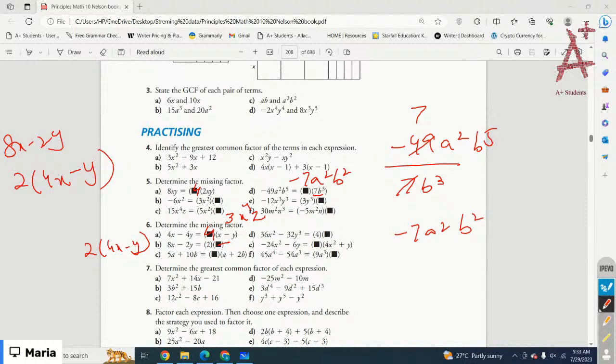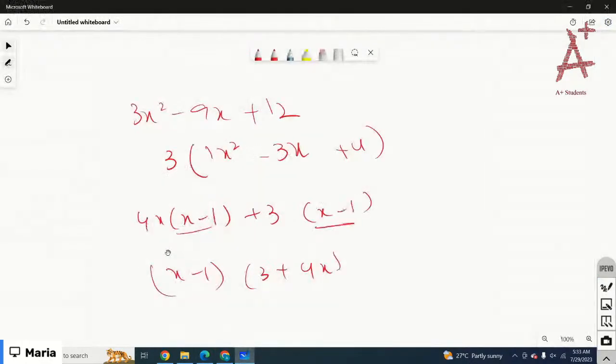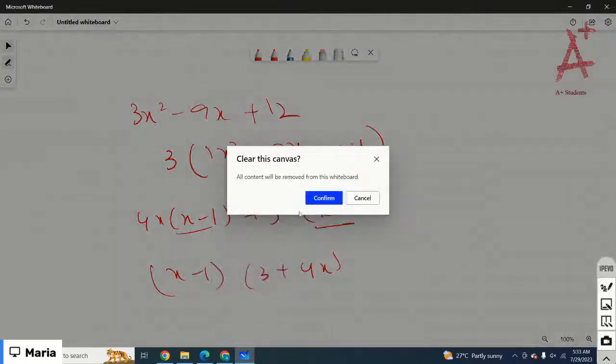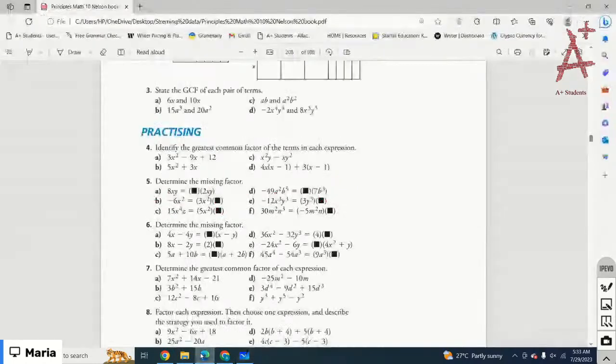Okay, the next one is negative 24x square minus 6y. We'll do it on the board. Negative 24x square minus 6y. You can take common negative 6. 6 times 4 is 24 and 6 times 1. So it would be 4x square plus y. That means negative 6 is the common factor here.